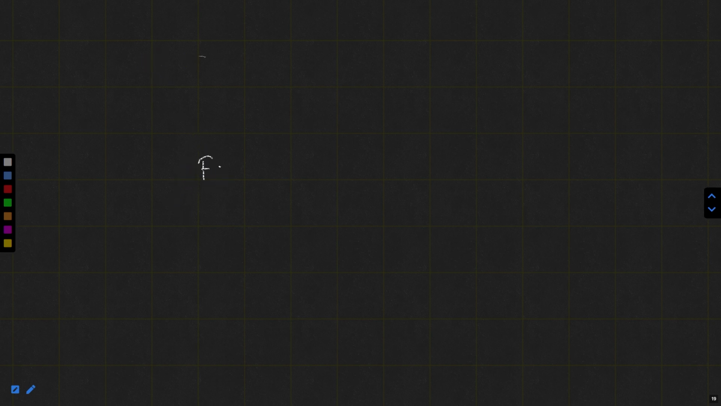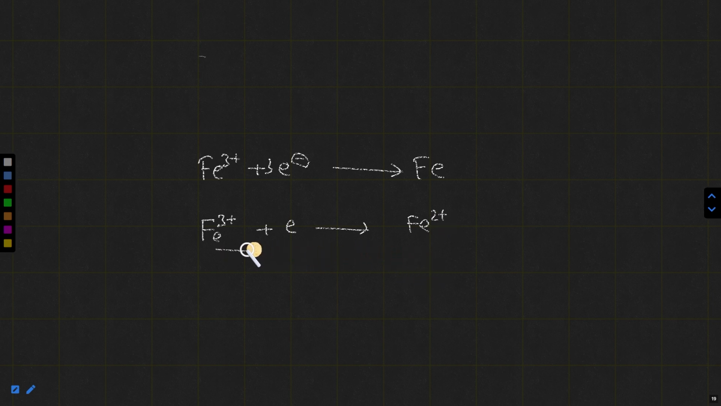So we know that Fe3 plus takes 3 electrons and goes to Fe. This value is given, right? And one more value is given, that is Fe3 plus taking one electron going to Fe2 plus. This value is given. So this is good. Can we just add both of these and get the final value? First we have to reverse this value, right? This value is given as Fe3 plus to Fe2 plus.